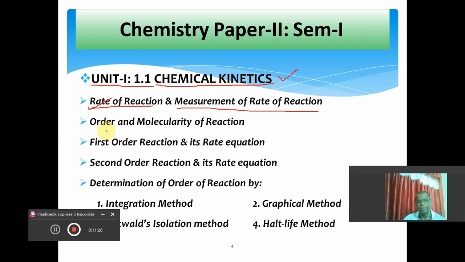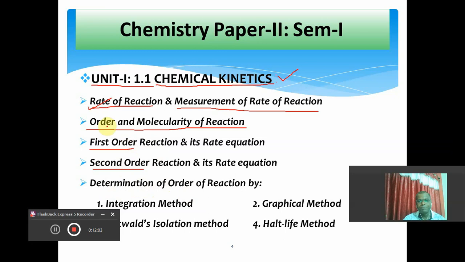Again, in the same unit, we are going to talk about one important concept called order of reaction and the molecularity of reaction. What are the order of reaction and the molecularity of reaction? It's very important, and based upon the order and molecularity of reaction, we are also going to talk about the first order reaction and the second order reaction and their rate equations. We are also going to derive the rate equation for the first order reaction and the second order reaction. It's very important, and the pseudo order reaction is also important in this topic.